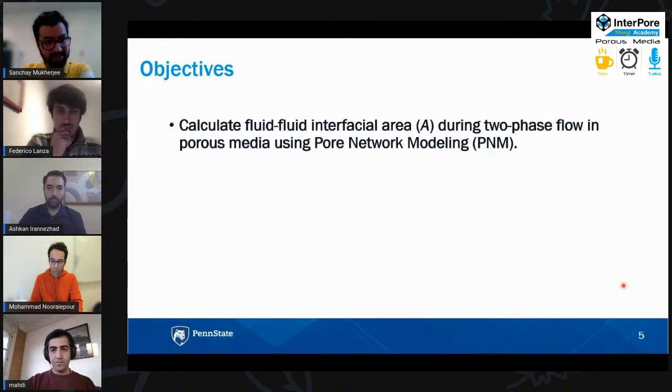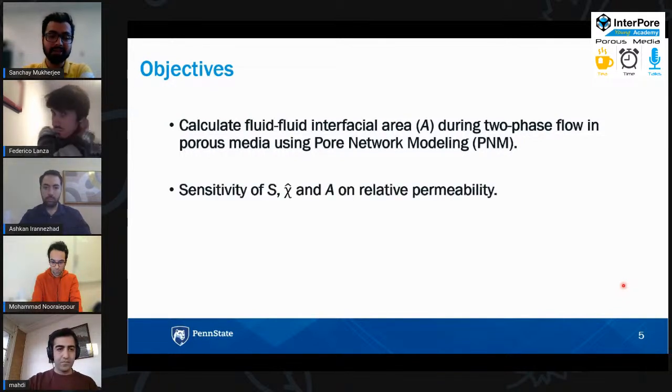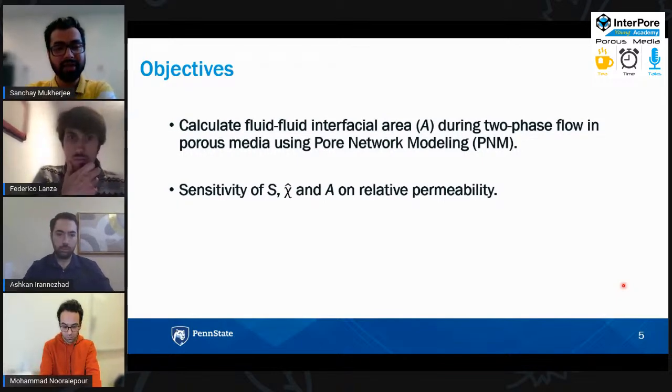Thus, in this study, we will calculate the fluid interfacial area during two-phase flow in porous media using pore network models, and then determine the sensitivity of relative permeability to saturation, connectivity, and interfacial area, to see whether it really affects the relative permeability of fluid flow for carbon dioxide storage in porous media.